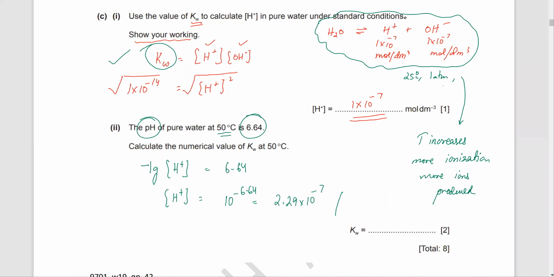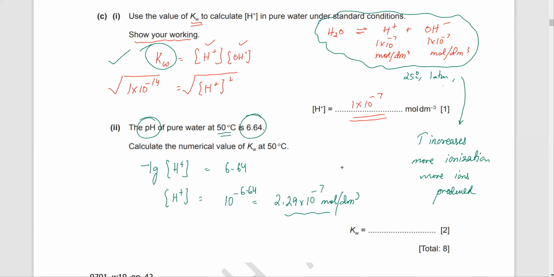So it's clearly more dissociation happening. Previously at 25 degrees centigrade under standard conditions, the concentration of H plus was slightly lesser, 1 times 10 power minus 7. Now it's 2.29 times 10 power minus 7, about double that amount.